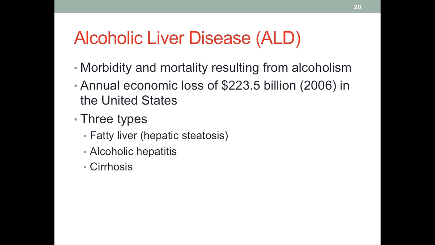Alcoholic liver disease refers to the morbidity and mortality resulting from the consumption of excessive amounts of alcohol. This is a very costly condition because it affects so many people, not only those who are actually abusing the alcohol, but also the people around them. There are 3 types of ALD we will be talking about in this lecture, including fatty liver, alcoholic hepatitis, and cirrhosis.